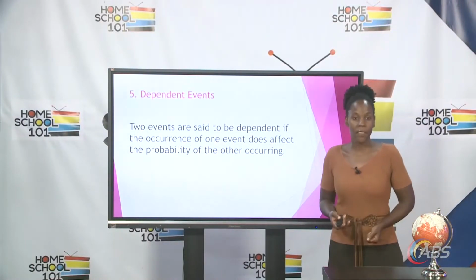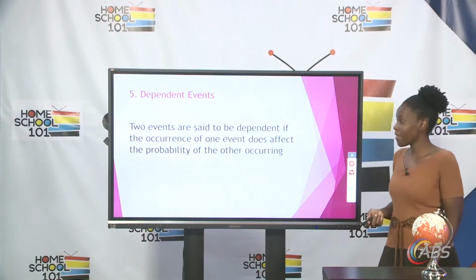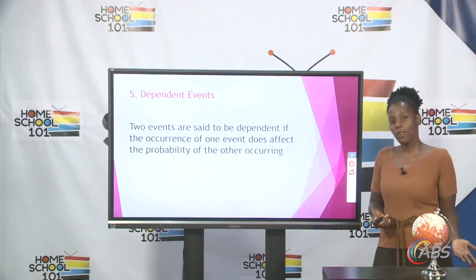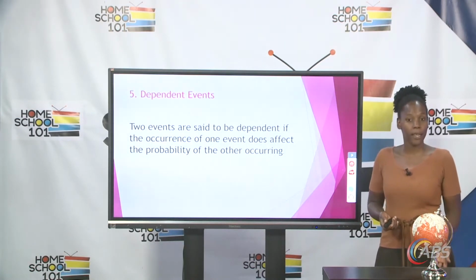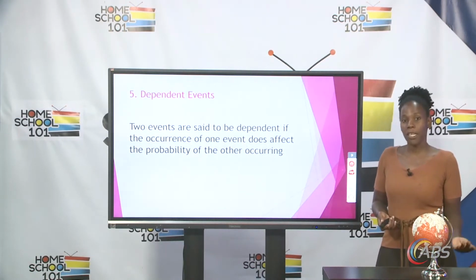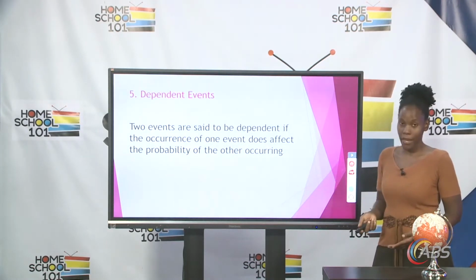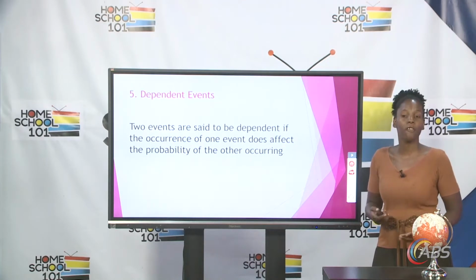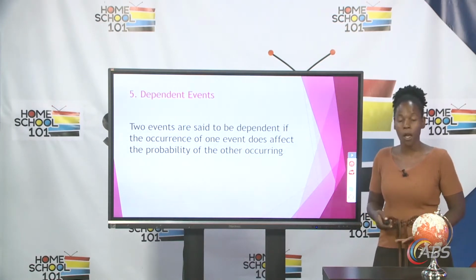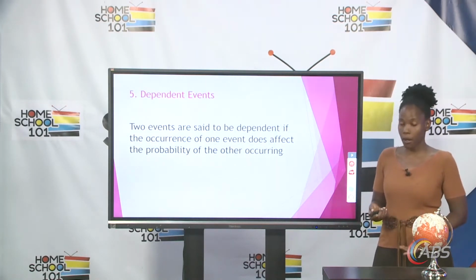The fifth event that we will look at is dependent events. If we look at the definition of independent events, independent meaning one does not affect the other, then in the case when they are dependent, it means that the occurrence of one will affect the occurrence of the other.